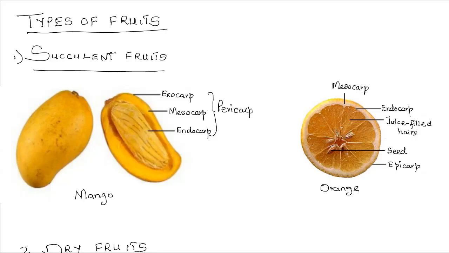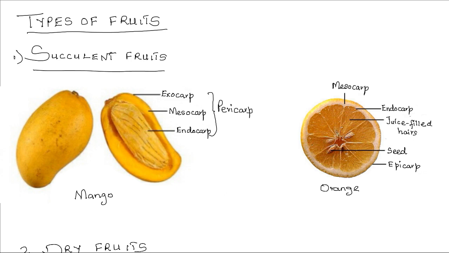Fruits and types of fruits. Remember, a fruit is a ripened ovary. Now, fruits come in different shapes and forms, and they are classified into several types depending on a number of factors.